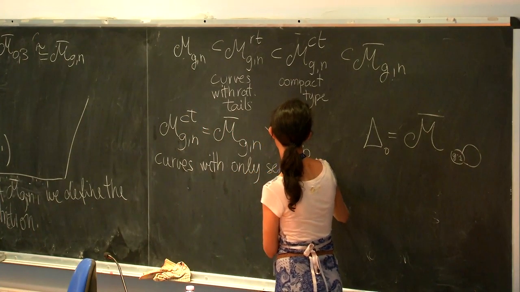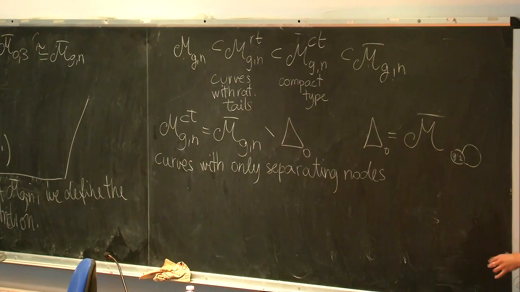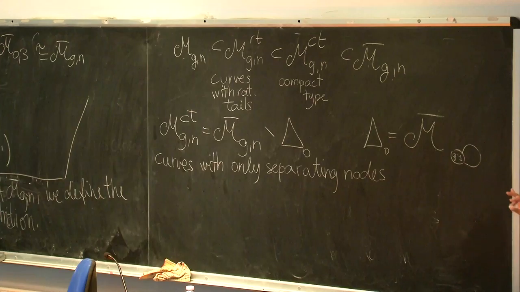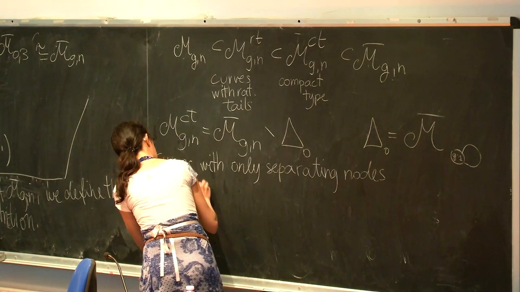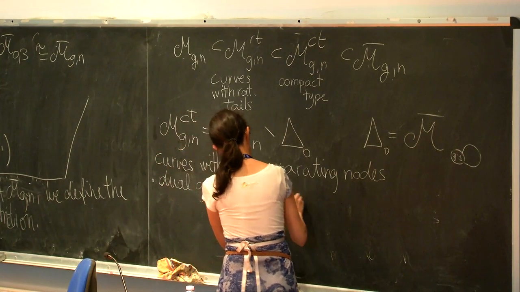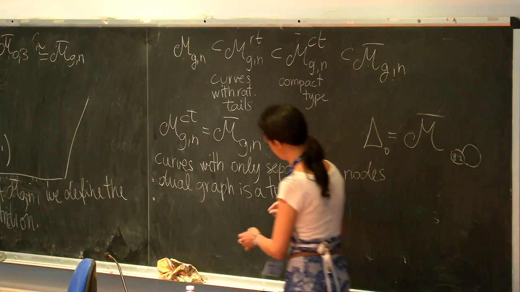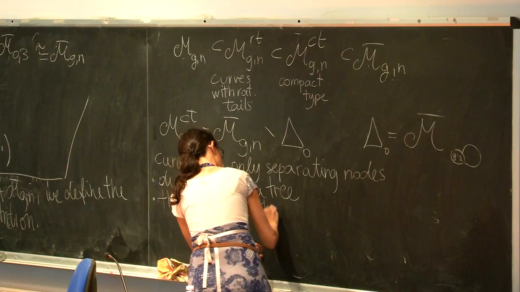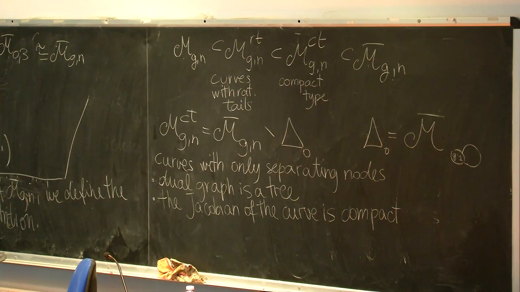So they may be smooth curves, or curves with separating nodes. So the underlying graph is a tree, but it also means that the Jacobian of the curve is compact, in the sense that if we define the Jacobian of the curve by looking at line bundles of degree zero on the curve, then what we find is the product of the Jacobians of the components. There are no loops on the dual graph, because the loops in the dual graph are what contribute to non-separating nodes, and so the Jacobian of the curve is compact. And it's in fact the product of the Jacobians of the components.